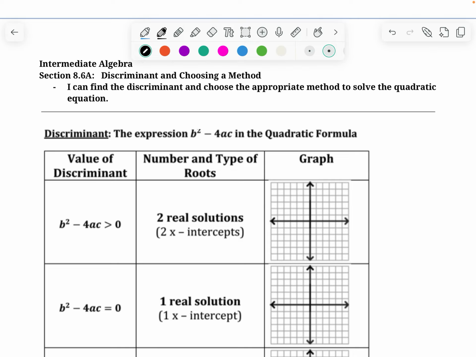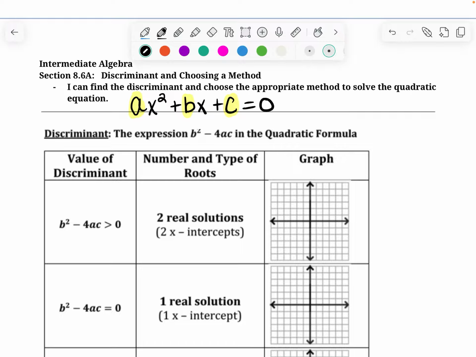So just a reminder, we are looking at solving equations that are in the form of ax squared plus bx plus c equals 0. So we want to make sure our quadratic equation is equal to 0. And then remember that a, b, and c are the coefficients in front of the x squared, the x, and then the constant at the end.